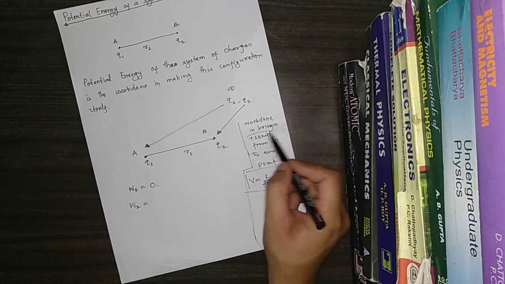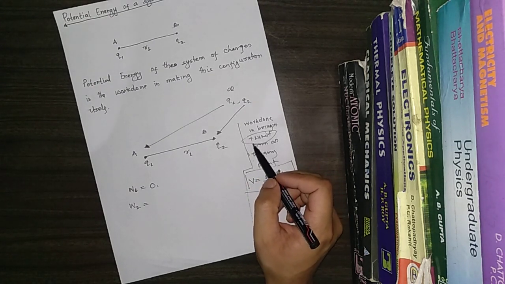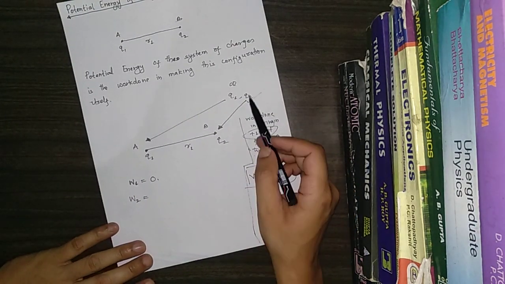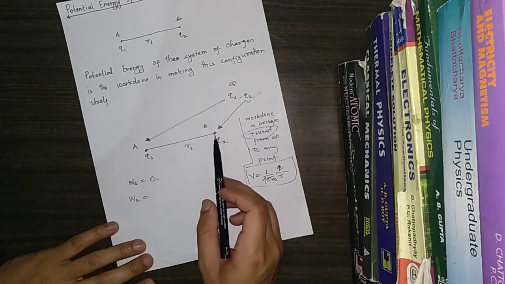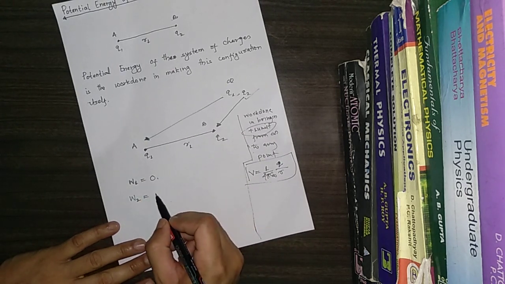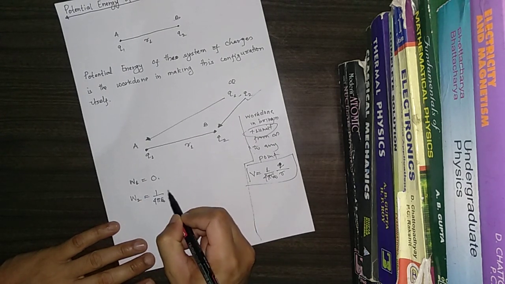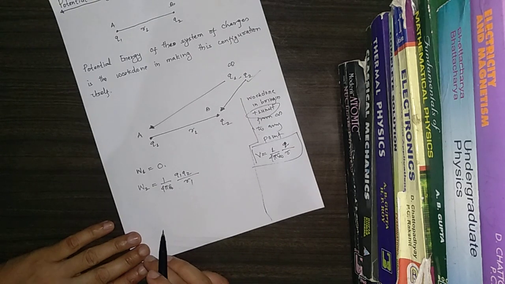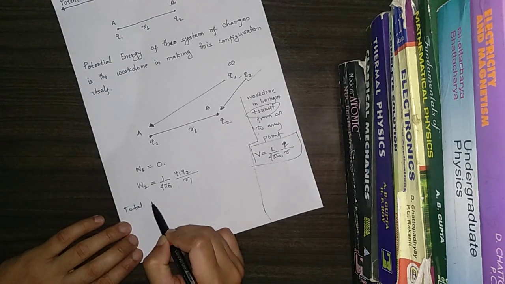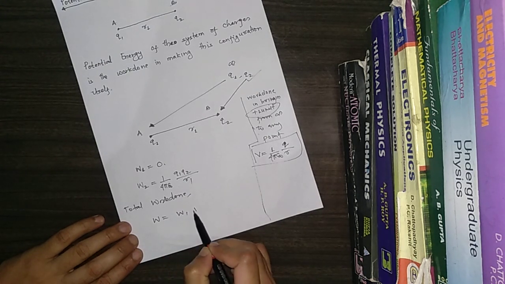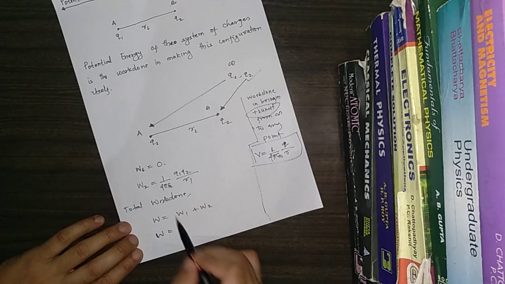In that case you're bringing one unit positive charge, but in this case you are bringing Q2 amount of charge. So the work done in bringing Q2 charge around this Q1 charge, which is at a distance of R1 from Q2, will be 1 by 4 pi epsilon naught Q1 Q2 divided by R1. So this is our work done W2. So total work done will be W1 plus W2. That means work done will be 0 plus just the second value only.